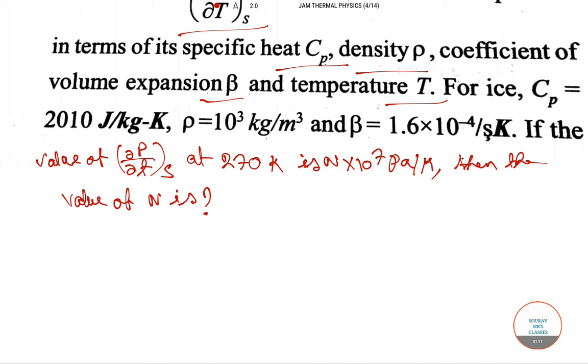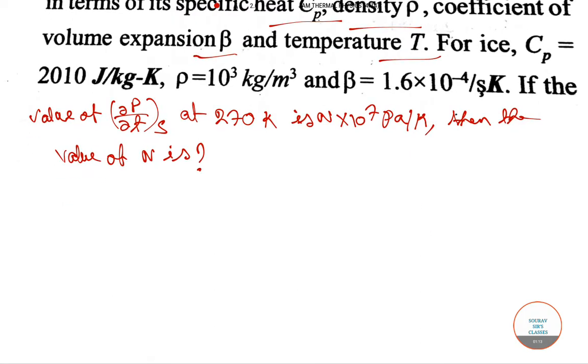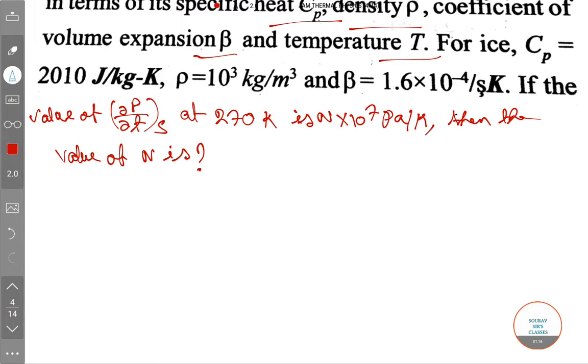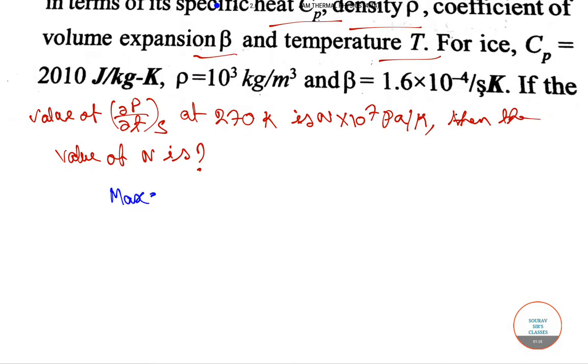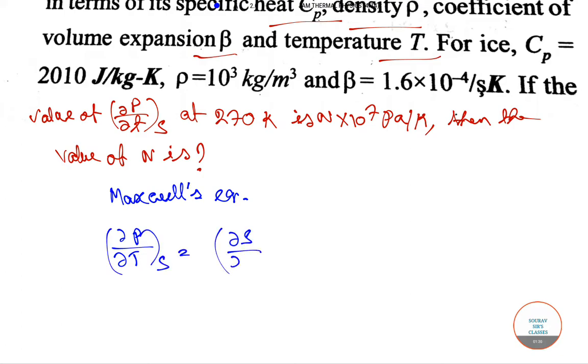So, from Maxwell's equation we can write del P del T at constant S is equal to del S del V at constant P. This is from Maxwell's equation. Here S is the entropy, V is volume, P is pressure.